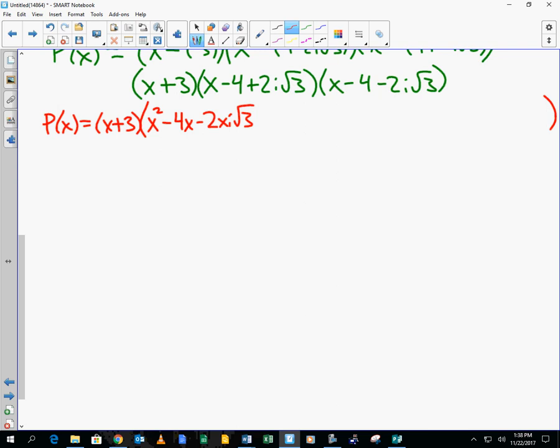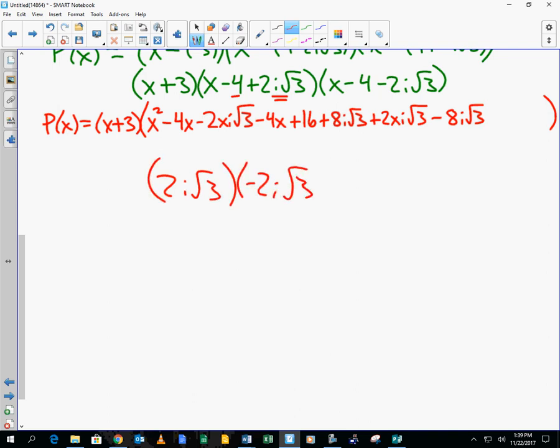So I just finished with my first x. Everybody okay there? Now let's move on to the negative 4. So now I'm at the negative 4, and I'll get negative 4x plus 16 plus 8i roots of 3. Okay, still pretty ugly, but so am I. So we move on to the next one. Plus 2xi roots of 3 minus 8i roots of 3. Oh no, I've got to do 2i roots of 3 times negative 2i roots of 3.